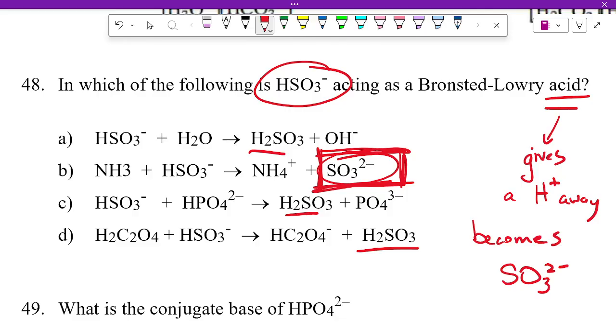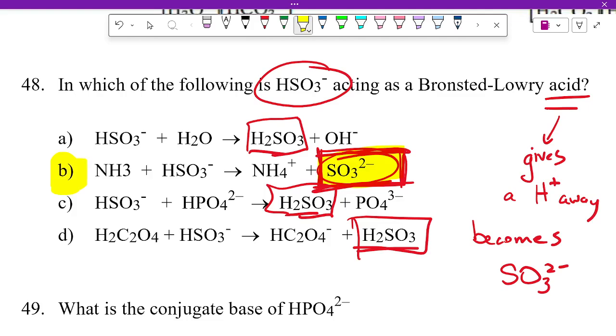Okay, and do you see how in our products, 3 of these things belong together, 3 of these things are kind of the same, and 1 of these things just doesn't belong here. So if you really have no idea about a question, sometimes you can play that game. Yes? Okay. So our answer there is B.